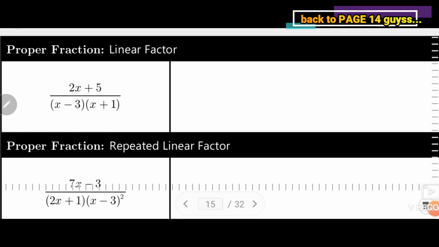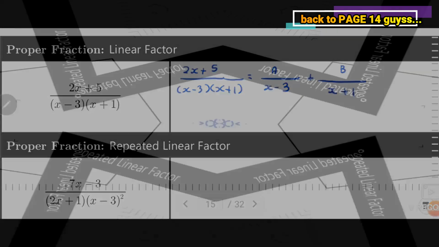To decompose into partial fractions, first we have to write the general partial fraction form. So 2x plus 5 over x minus 3 times x plus 1. If we decompose into general partial fractions, we're going to have a constant a over x minus 3 plus a constant b over x plus 1.